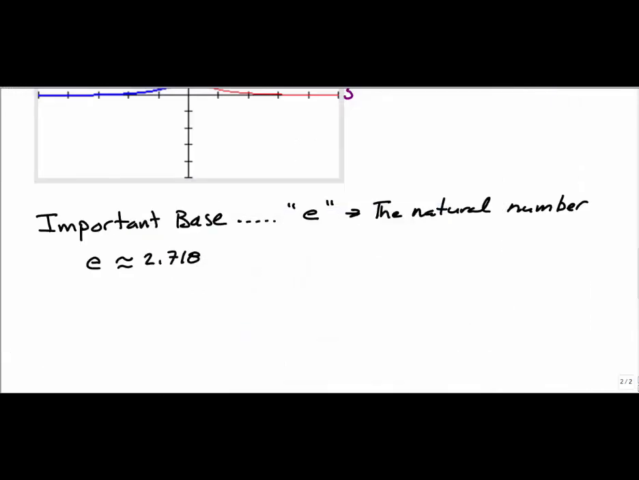Now the natural number e is approximately equal to 2.718. You usually won't ever have to type in 2.718. You just use the e key on your calculator. This is used in a lot of financial calculations. So for interest on mortgage rates, some things like that, this is very common to use that natural number e.